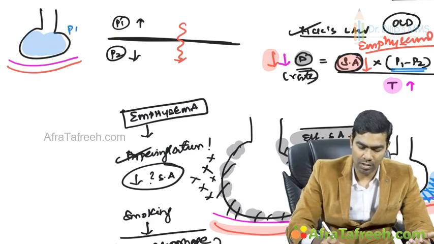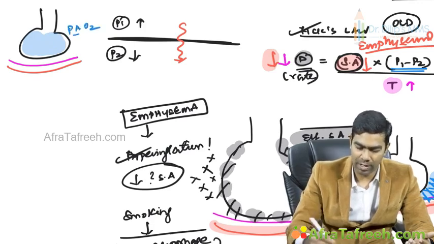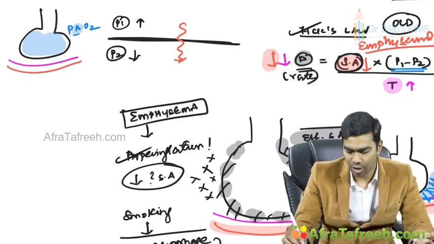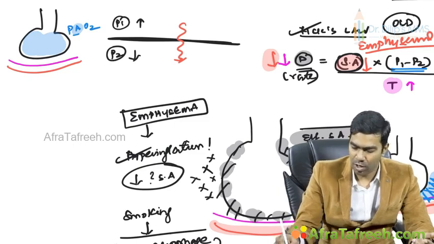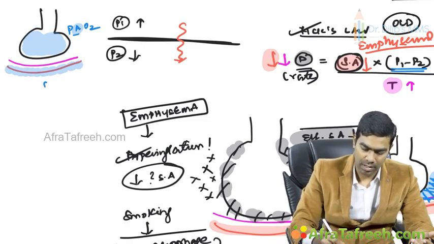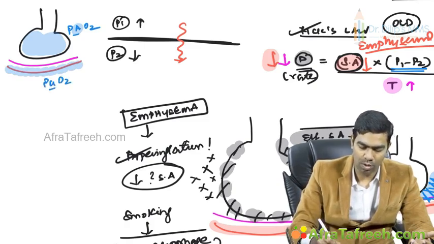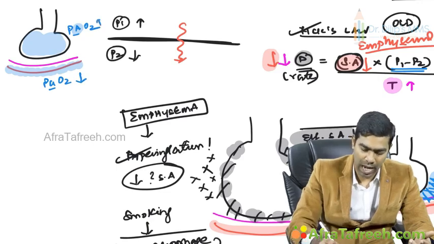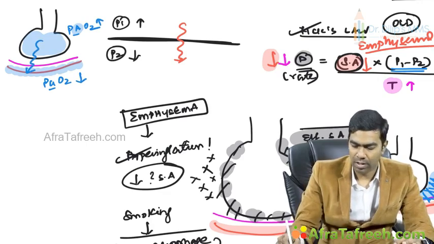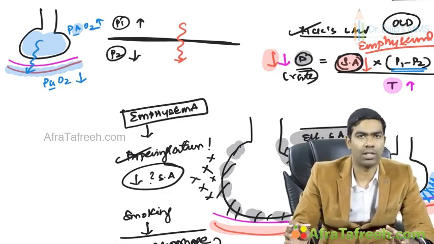Concentration of oxygen, for example, whenever you put a capital A, it means alveolar concentration. PaO2 is always higher compared to what you see in the capillaries, that is PaO2, which is always lower, and PAO2 must be always higher. Then only your diffusion can happen from alveoli towards the capillaries.